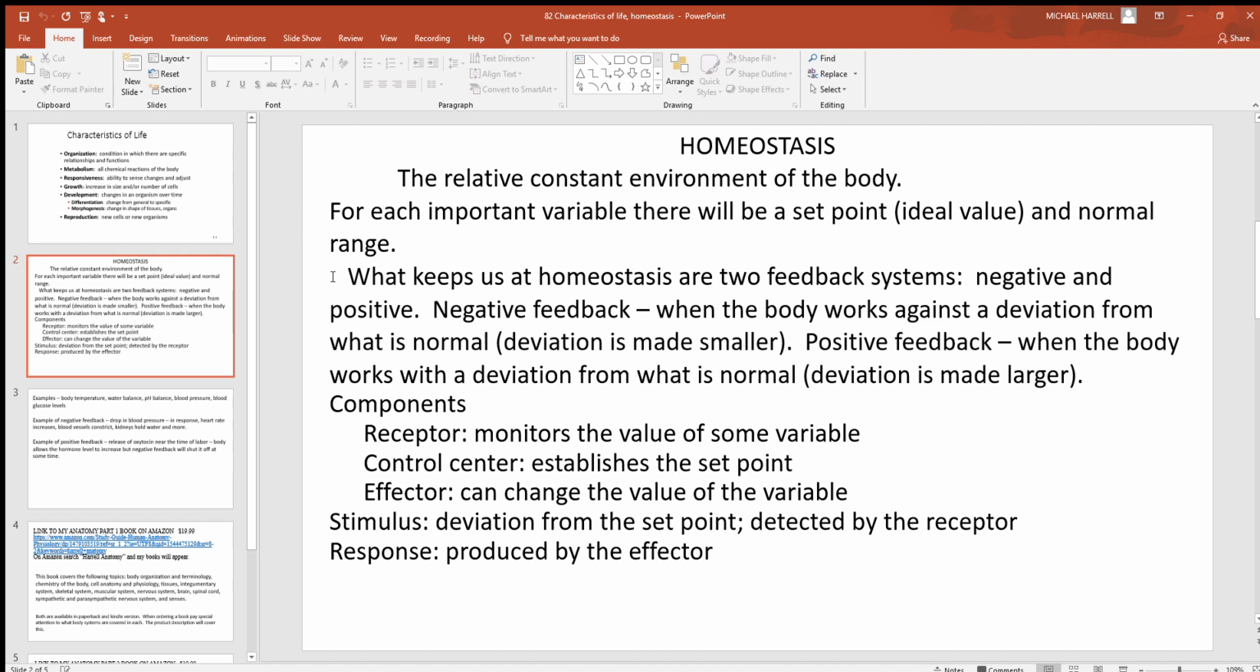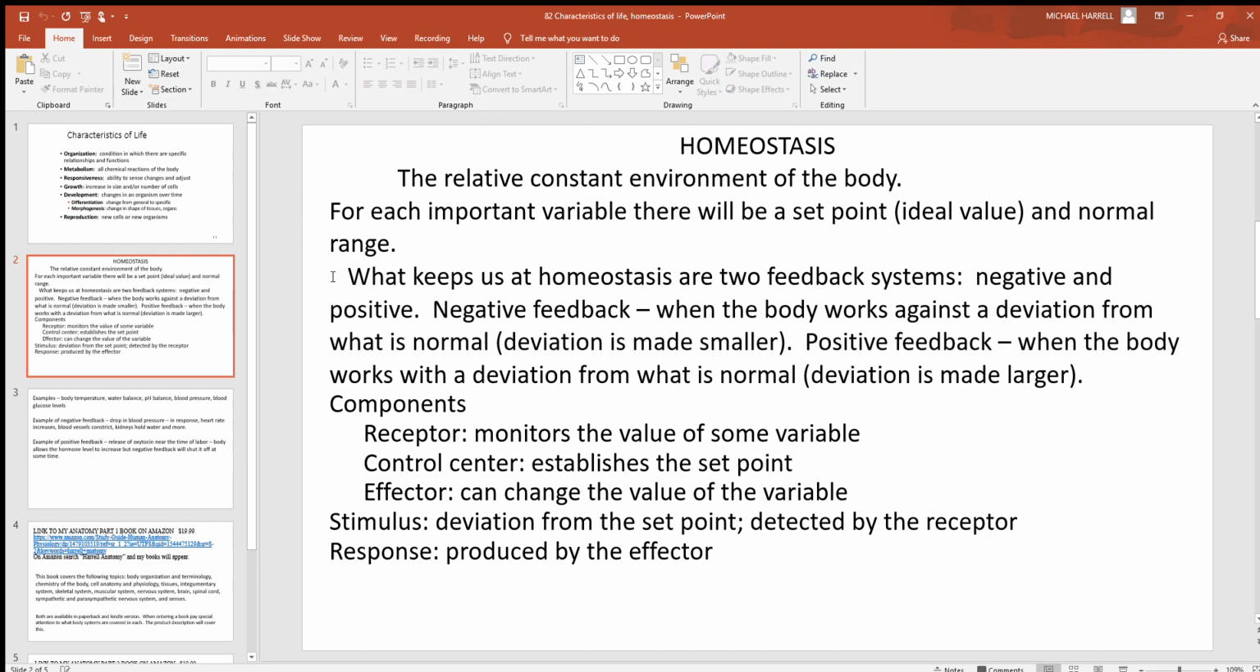That's negative feedback. Now, the positive is when the body goes with the deviation and allows it to get larger and larger. You won't see many examples of positive feedback because there's very few times the body wants to allow a deviation from homeostasis. But we'll look at an example or two of that further along.